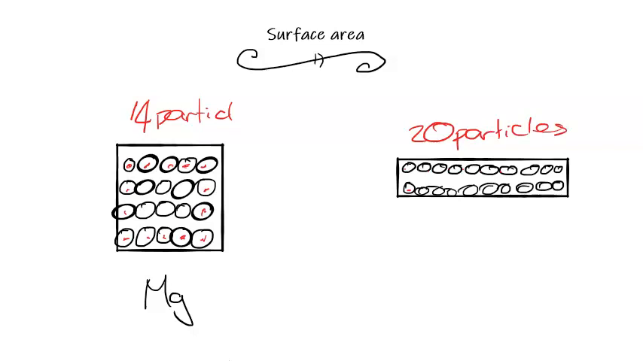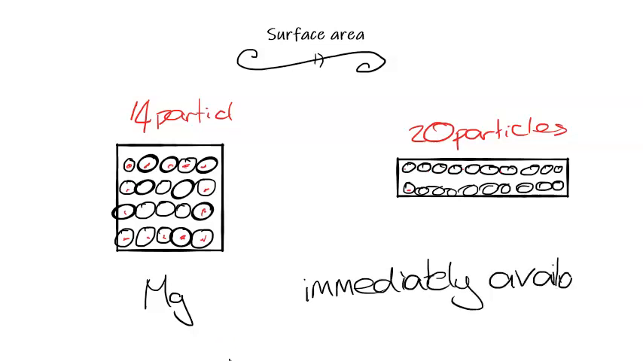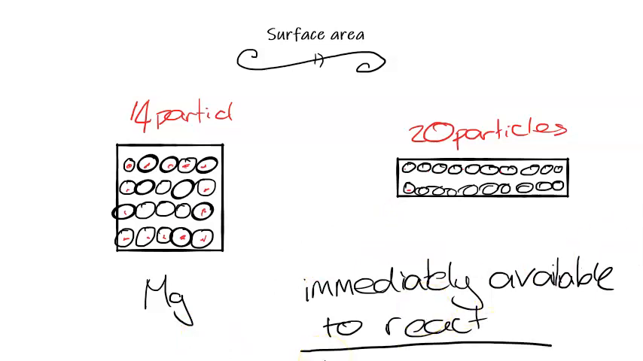20 particles that are immediately, is what we'd say, immediately available to react. So this is the terminology that we need to use in an exam when we're explaining how, as you increase the surface area, the rate of a reaction would increase. So this one here is going to react faster than this one here, even though they both have in total 20 particles.